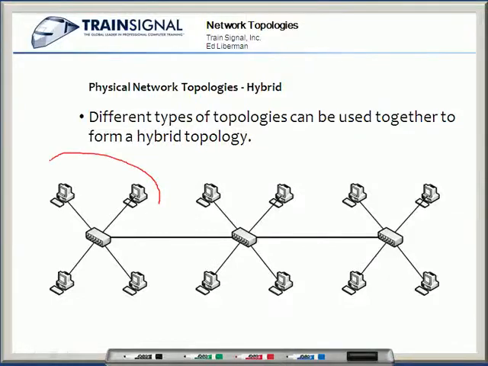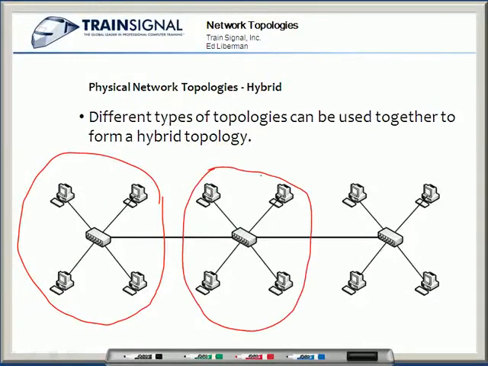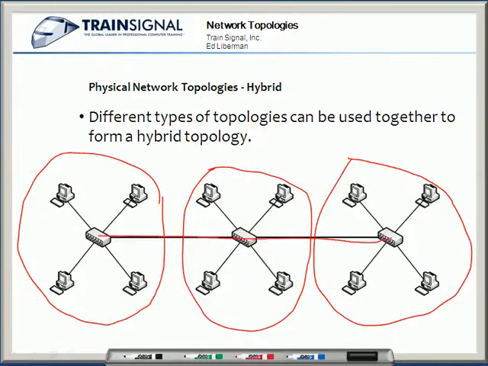And the reason why is because we have a star topology for this local network and another one for this network and another one for this network. But each of those three networks are then connected on a single bus. So we have 3 stars all connected over a single bus topology.